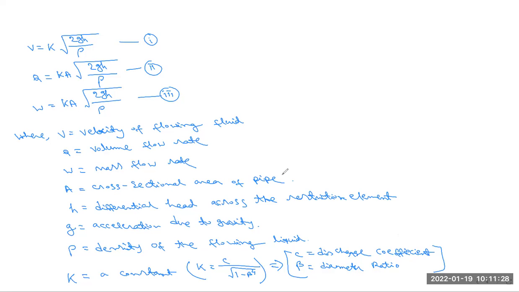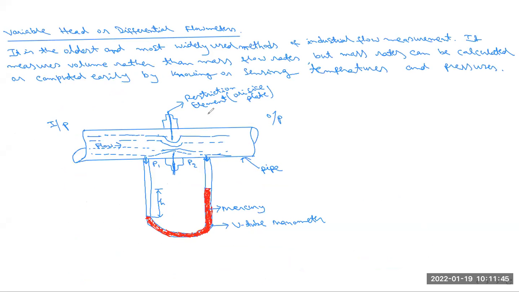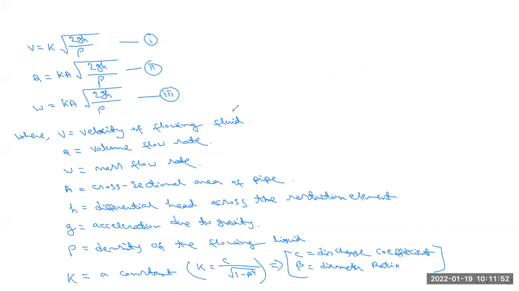What type of pipe you have to use, this particular we have to mention or maintain in the cross-sectional area. Then H is the differential head across the restriction element. In the previous diagram, we use an orifice plate. Another one is a venturi tube or elbow type of meter. G is the acceleration due to gravity.